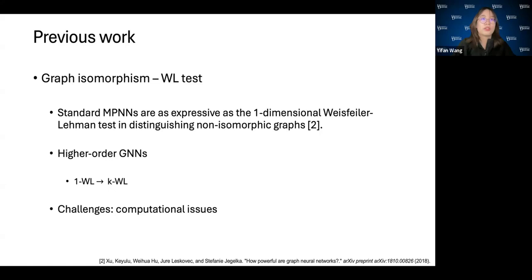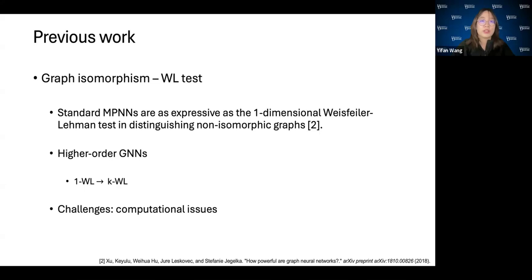Before we dive deeper, let's briefly revisit the previous work on the expressiveness of graph neural networks. One direction is based on the WL test. It is a graph isomorphism test that checks whether two graphs are isomorphic by iteratively refining the labels of the nodes based on their neighbors. Standard message passing graph neural networks have been proved to be as expressive as the 1-WL test.